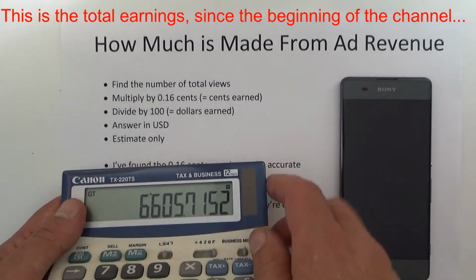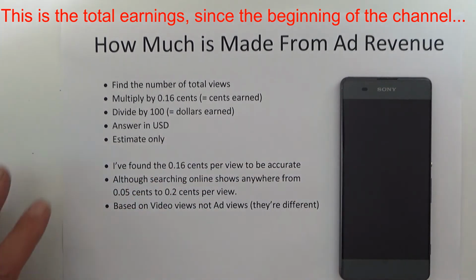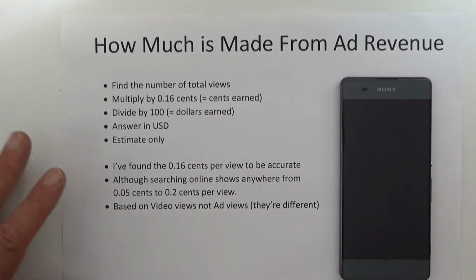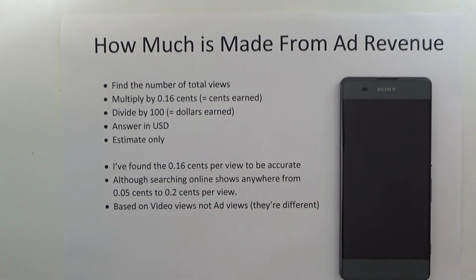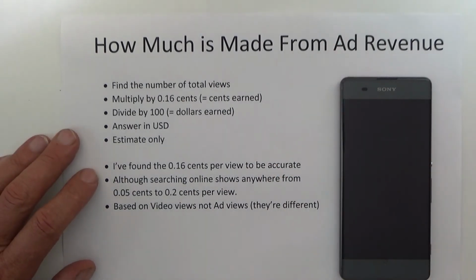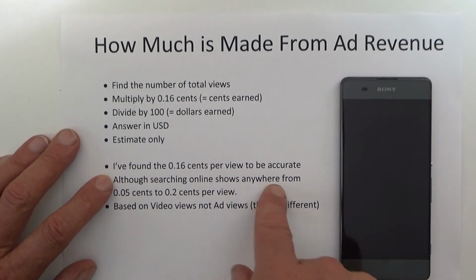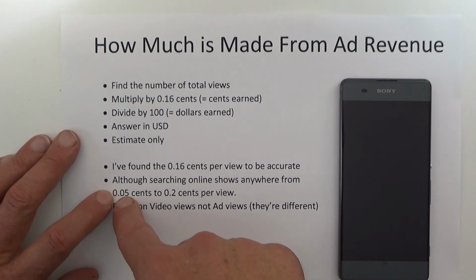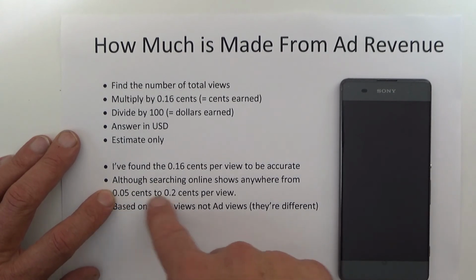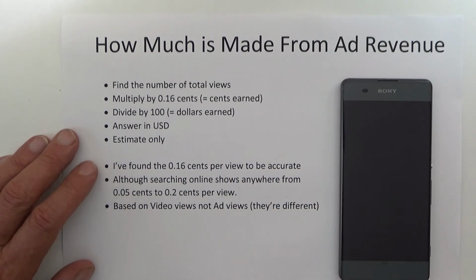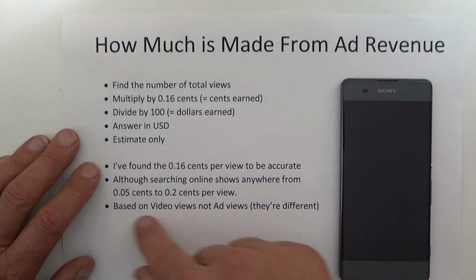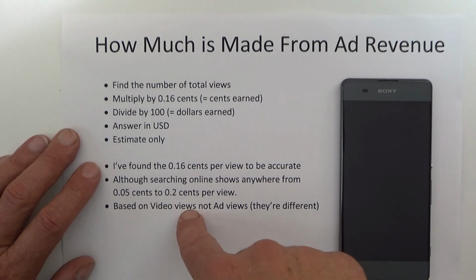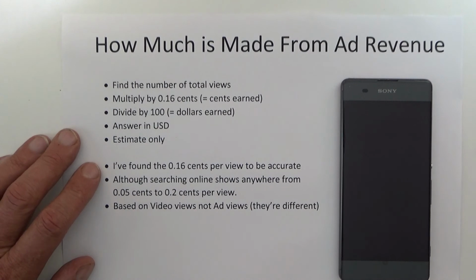And obviously that amount is an estimate only, but I found that using 0.16 of a cent per view is an accurate way to calculate how much I've earned from ad revenue. And if you search online about how much people make, there's people saying it's between 0.05 of a cent up to 0.2 of a cent per view. And this is obviously based on video views and not ad views, and they're slightly different.